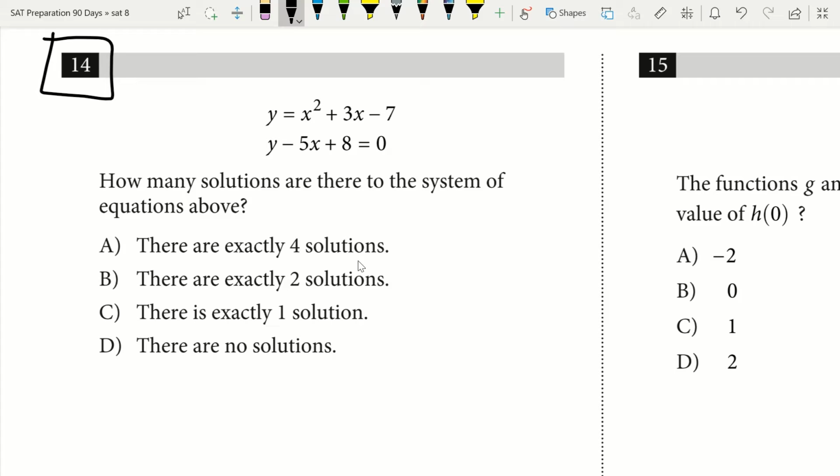If we look at this, we obviously have two different equations, right? We have y equals x squared plus 3x minus 7. We have y minus 5x plus 8 equals 0. The question asks how many solutions there are to the system of equations above.